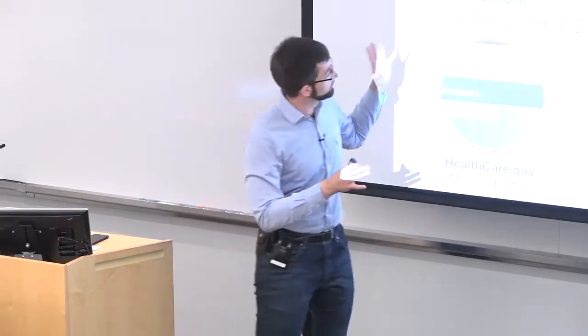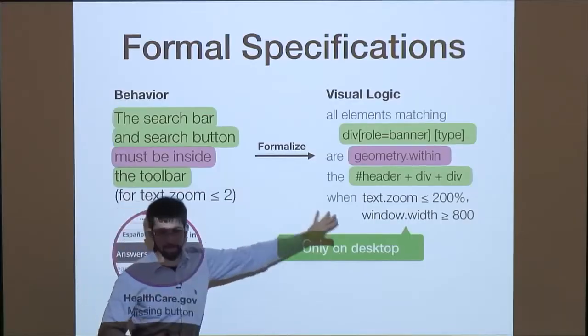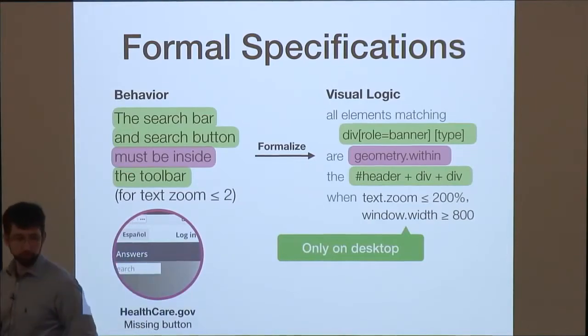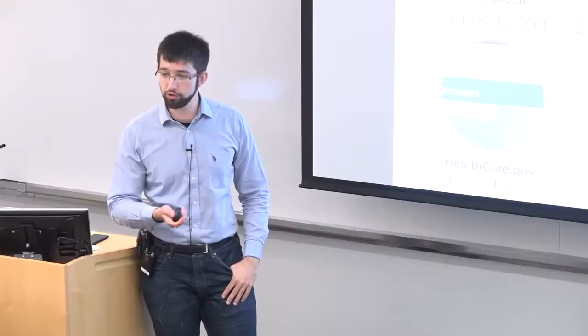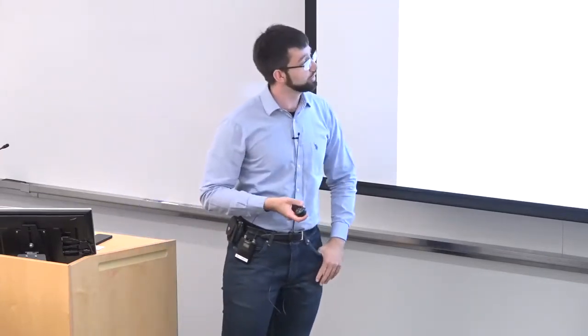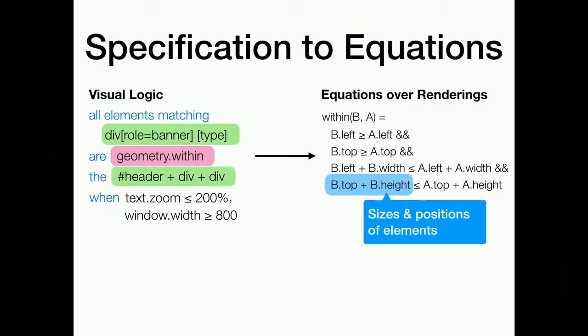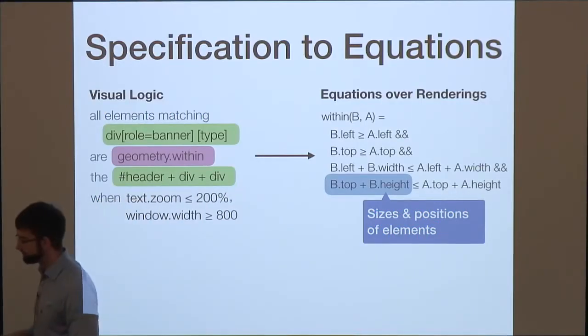All right, so what we've done here is we've gone from an accessibility guideline into some behavioral description and then into a formal specification. And once we have this formal specification, you can see how we can start turning it into equations that describe the semantics of the specification. And what that really means is taking your geometric primitives and turning them into a set of equations or inequalities. And these are going to be equations over the size and position of the various parts of the page. Right, so here, within is going to be some description of the edges of one box being outside the edges of another.